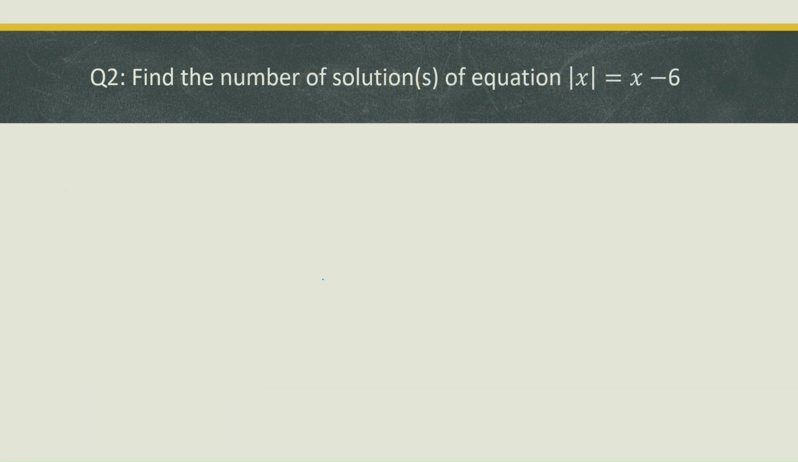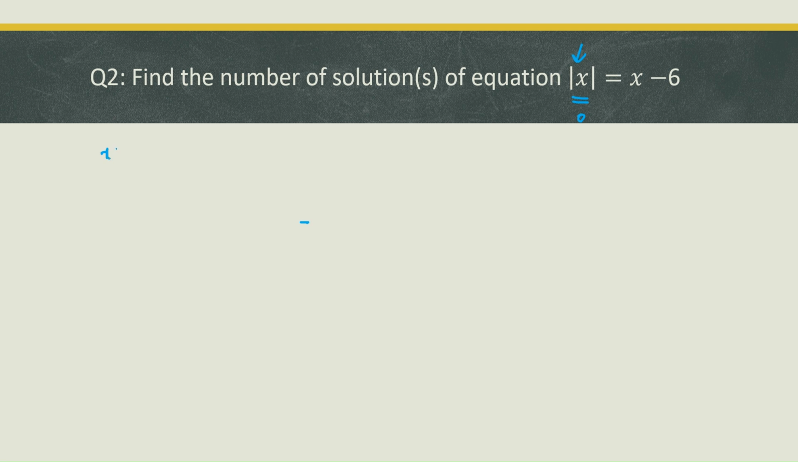Next, let us find the number of solutions of the equation mod x equal to x minus 6. As I have told you again, to solve this kind of equation, first find where the mod is and find the 0 of the mod. So here x equals 0 is a 0.